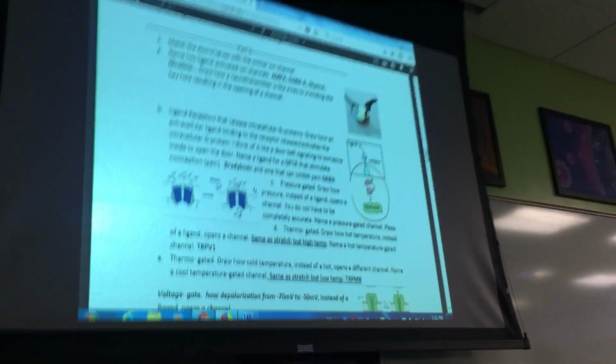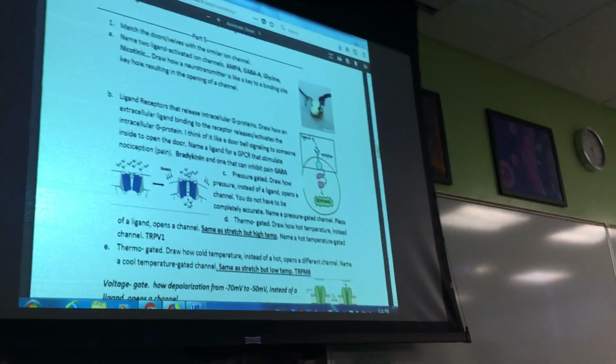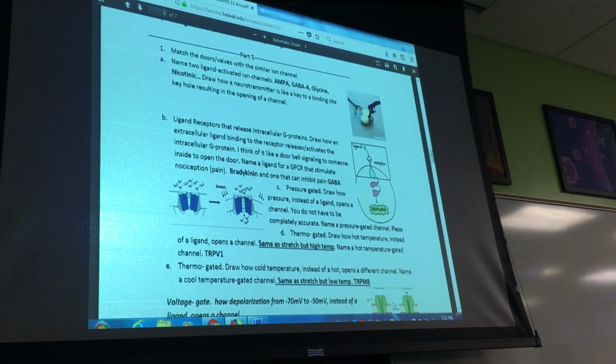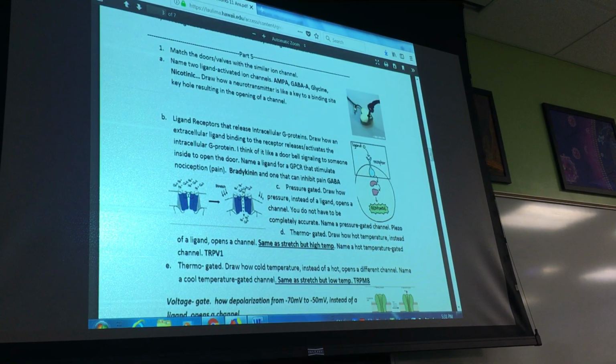Door valve thing. You guys get this? So a ligand comes in and unlocks: it binds to the receptor binding site and then opens up a channel.